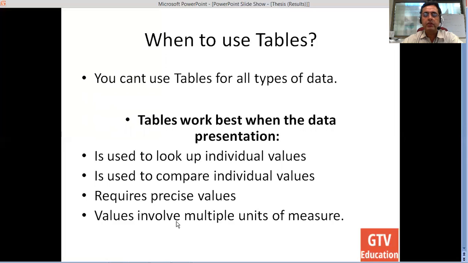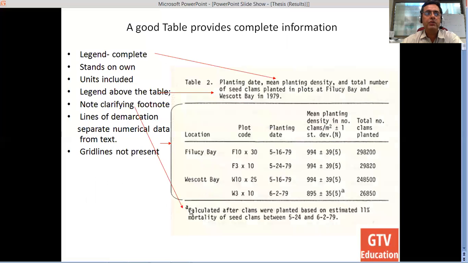Sometimes the values involve multiple units of measure. It involves different units, for instance, units of measurement, units of weight, or time, and different things. All these things cannot be put very easily in the form of a graphical representation. In that case it would not be possible, because you have so many different units and values with different measures. So that's why you have to go for the table. In that case, you can use tables to present your data.